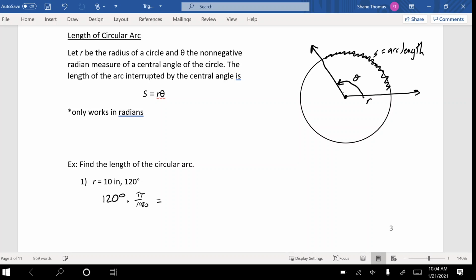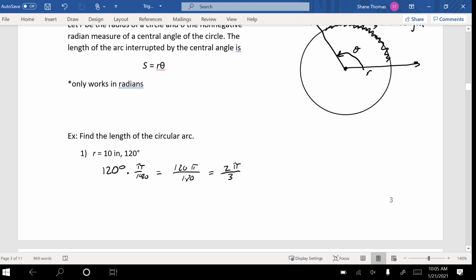So then I'm looking at 120 pi over 180, which simplifies to 12 over 18, which is going to be 2/3. So I'm looking at 2/3 pi. All right. So then s, which is my arc length, is going to be equal to the radius. The radius is what in this case? It's 10. It's given here, right? Radius is 10. The theta is my angle that intersects it.